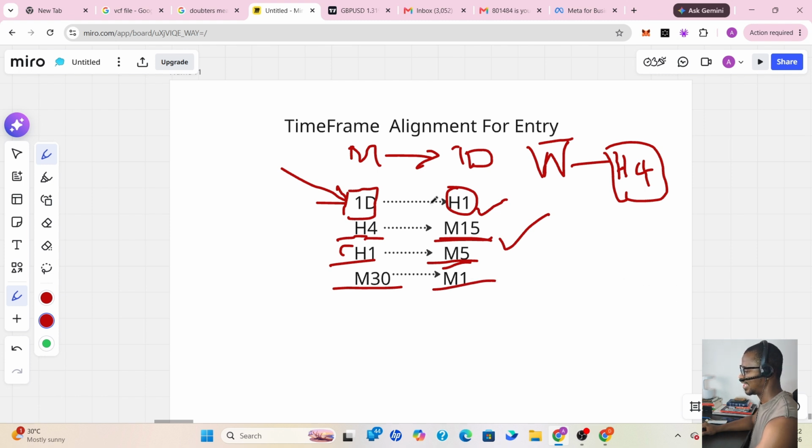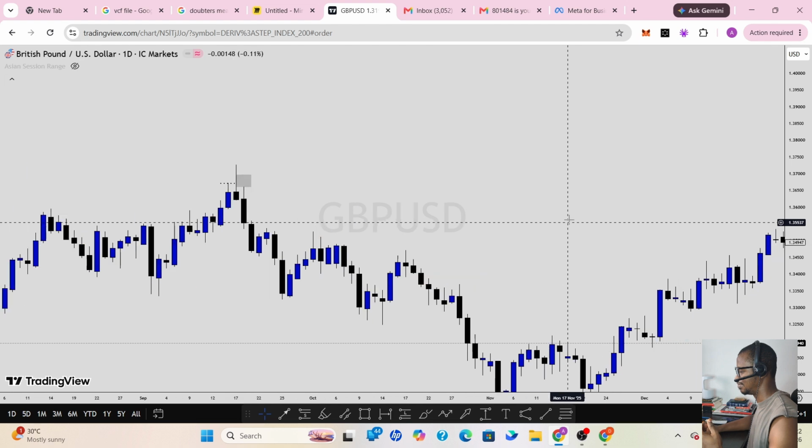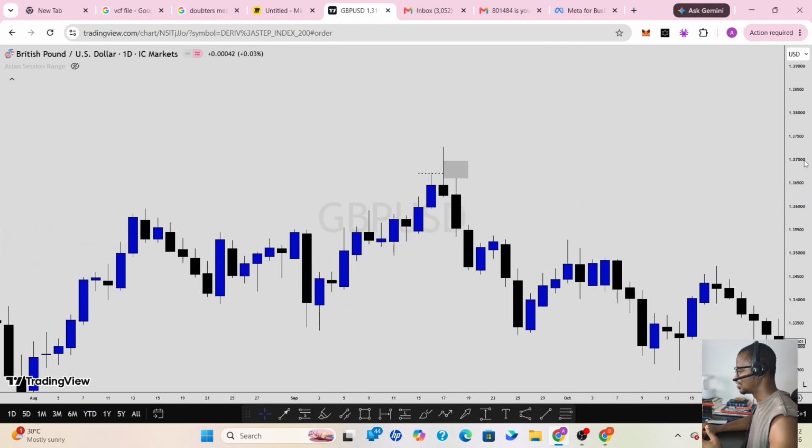So these are the time frame alignments that you want to be in agreement before you take your trade, right? I hope this is making sense to you. So let me show you a live example of where you can see this manifesting live on your chart. So this is it.